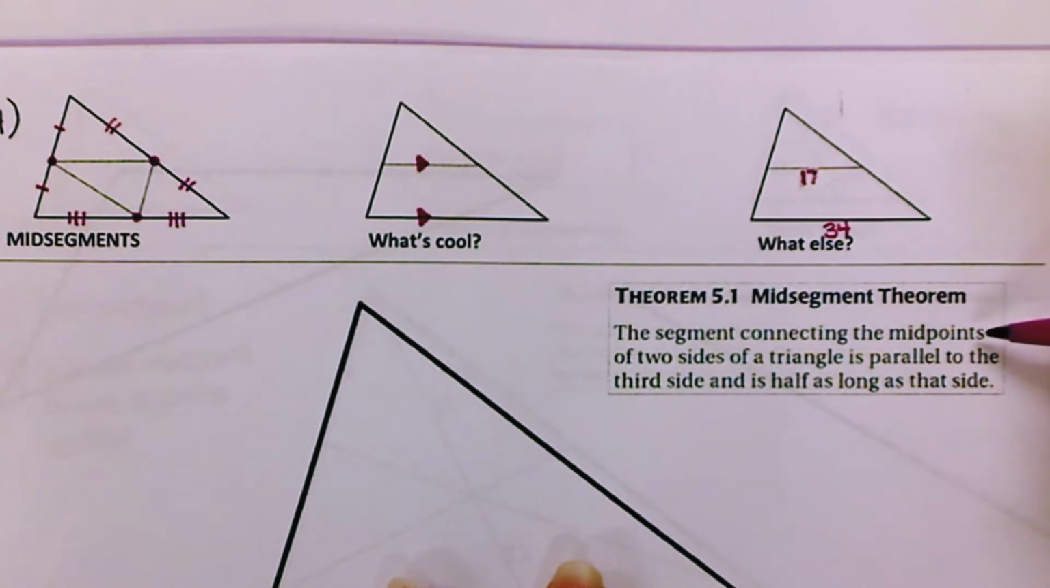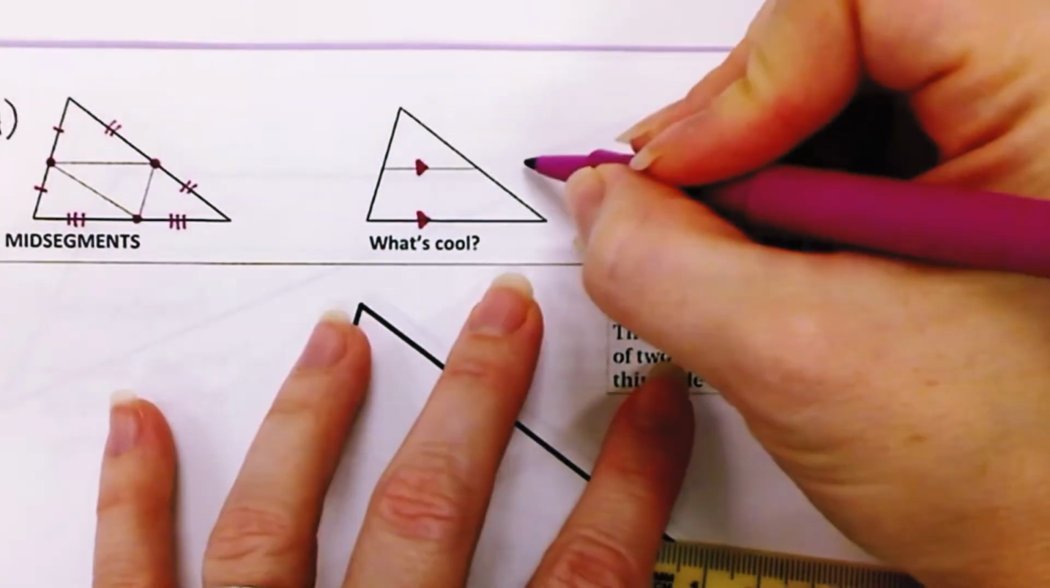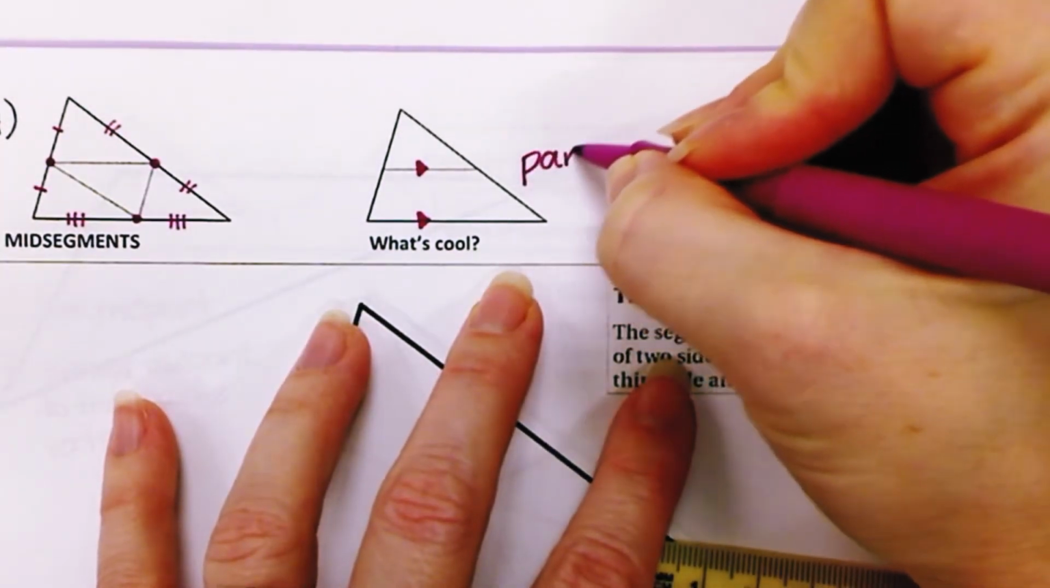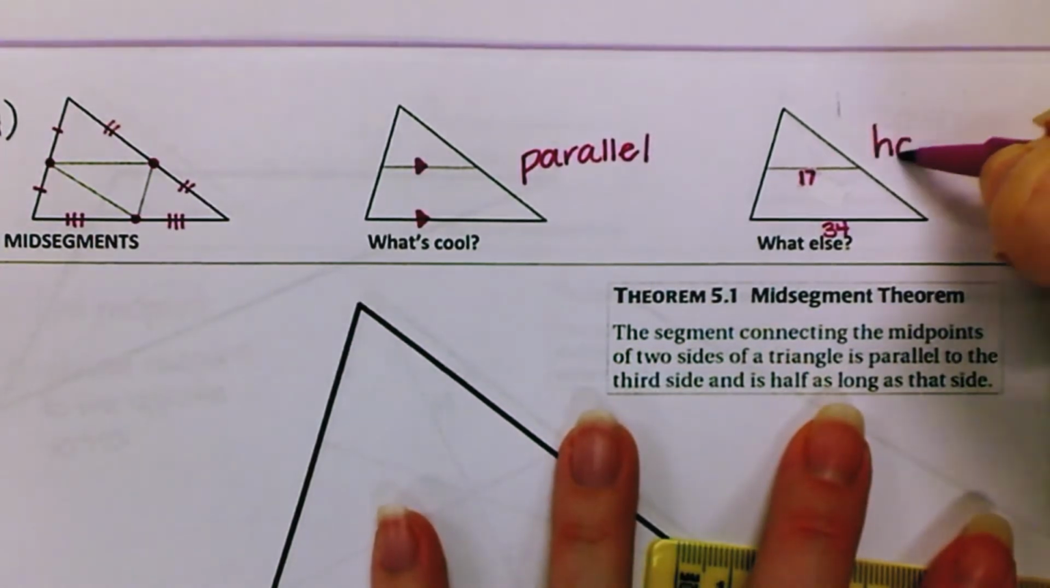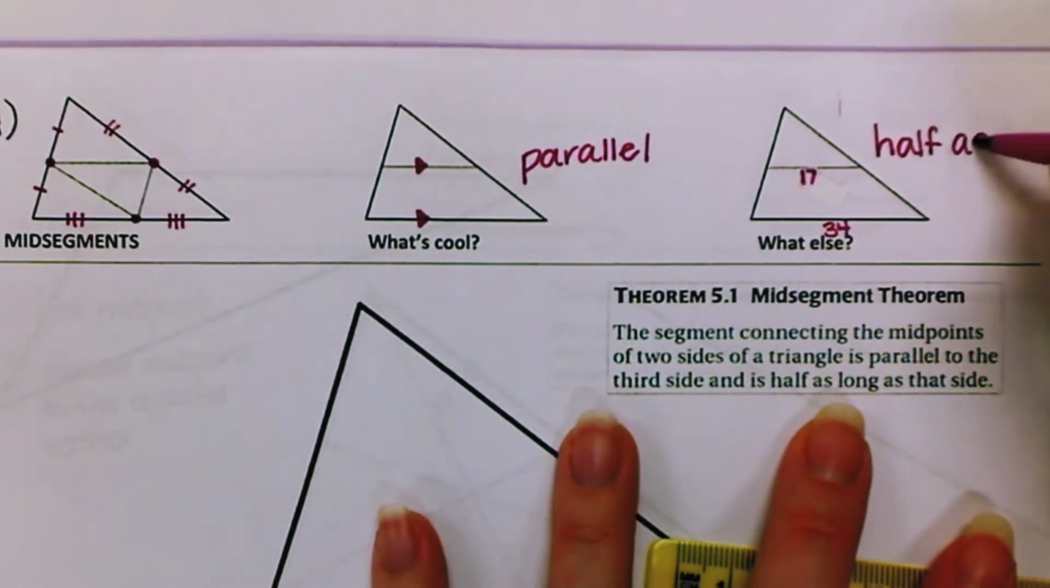So the two interesting things about a midsegment, the segment connecting the midpoints of two sides of a triangle, is that that segment is parallel to the third side and half as long as that side. Parallel and half as long.